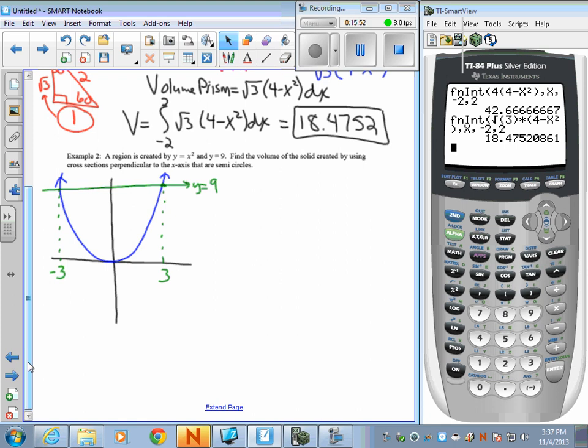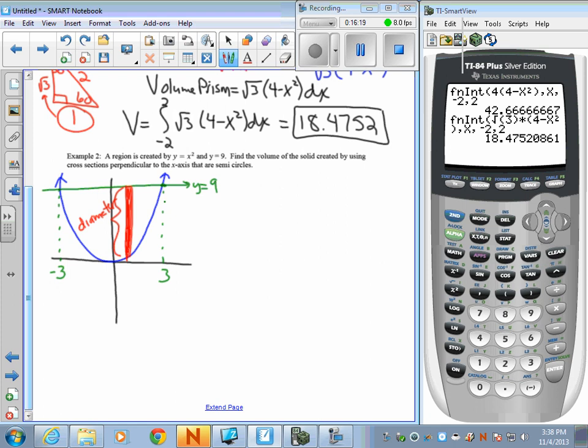So we're finding the volume of the solid created by using cross sections perpendicular to the x-axis. So I'm going to draw in my rectangle. So here's my rectangle, and this is actually going to be the base of a two-dimensional shape, and that shape is a semicircle. So this is actually going to be the diameter of my semicircle, because these semicircles are coming out of the screen towards us.